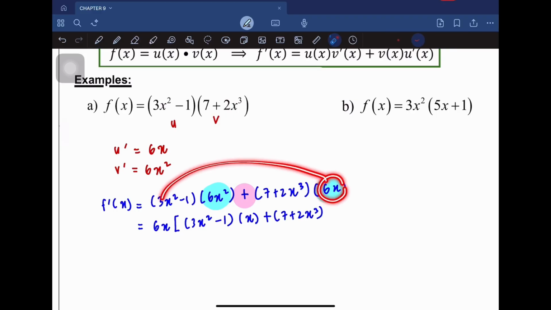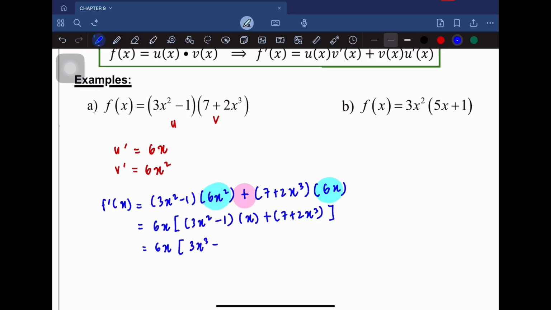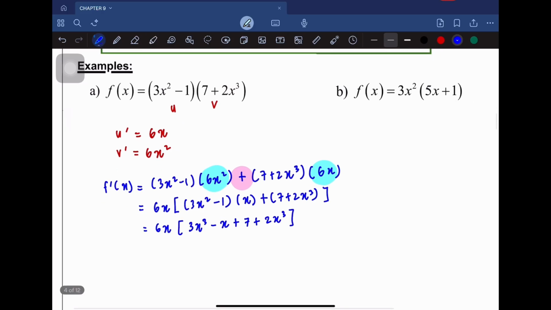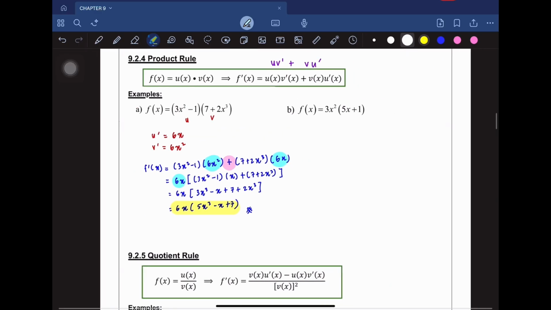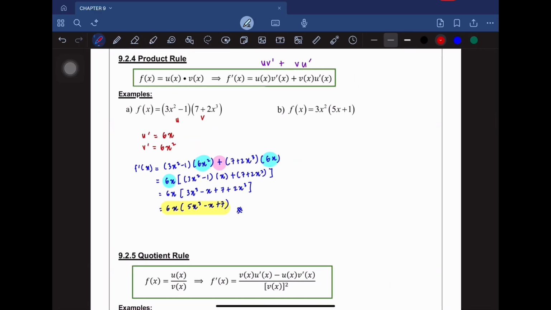So this one dah bawa keluar, tinggal 1 lah. So tak payah tulis pun tak apa. Okay, lepas tu yang dalam tu actually boleh simplekan lagi. Awak expand dulu this one. Okay, so this one jadi 3x cube tolak x tambah 7 tambah 2x cube. Okay, lepas tu this one we can combine become 5. So the final answer is 5x cube minus x tambah 7. Okay, so this is the final answer ataupun the most simplified form. Okay, settle. Okay, for B you can try by your own.